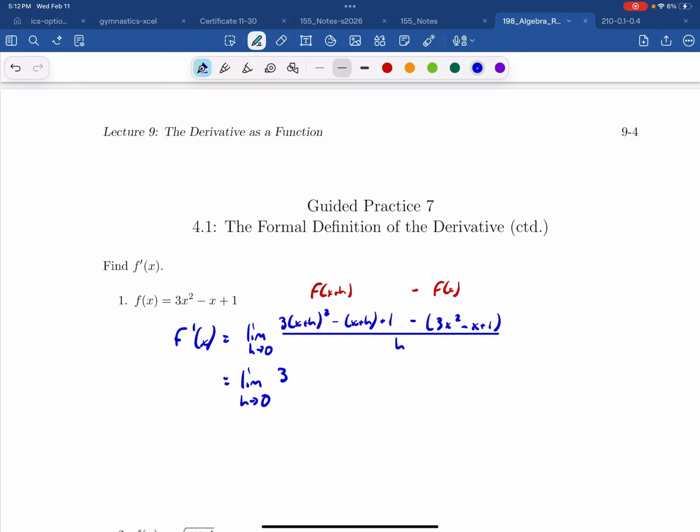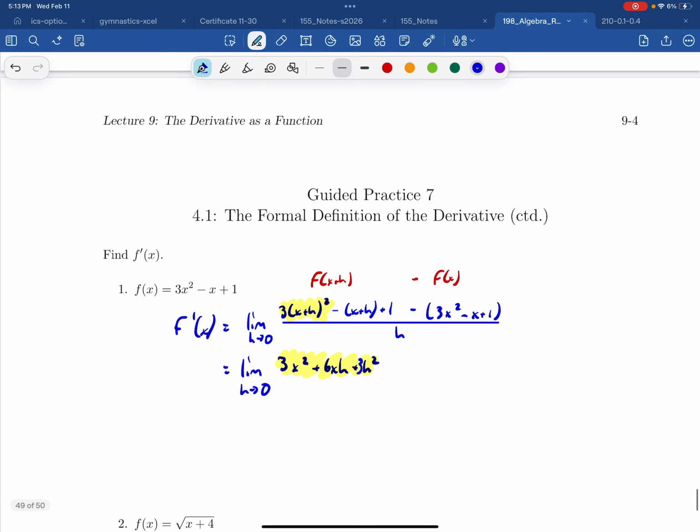We have to square the x plus h quantity, but this will just wind up being x squared plus 2xh plus h squared, so 3 times that gives 3x squared plus 6xh plus 3h squared, right? Oh, and I have a little mistake. It should be 3h squared. Okay, anyway. And then this is going to be minus x minus h.